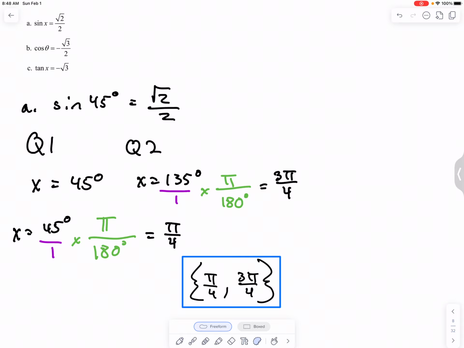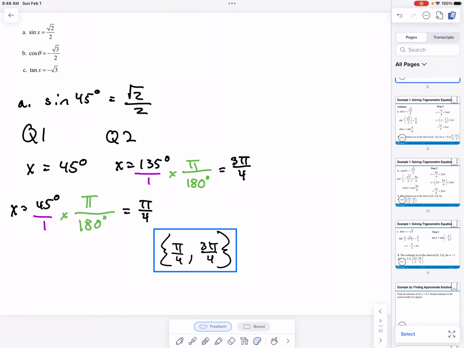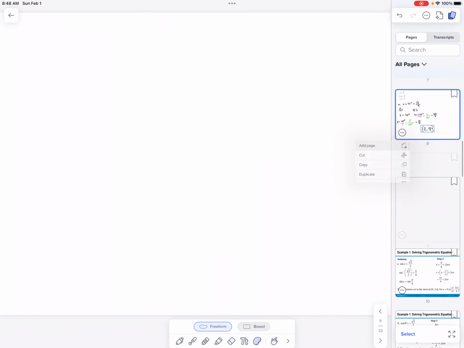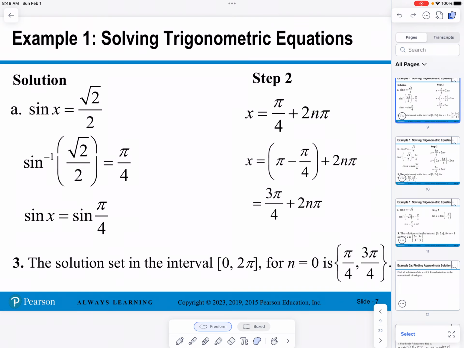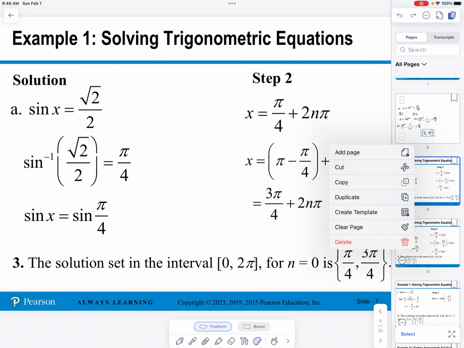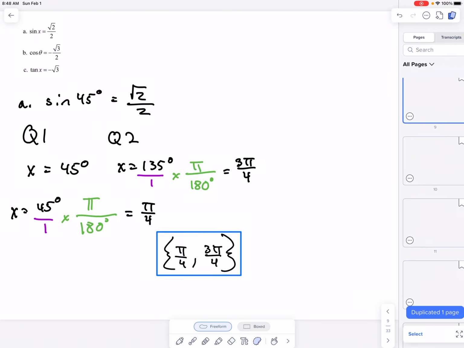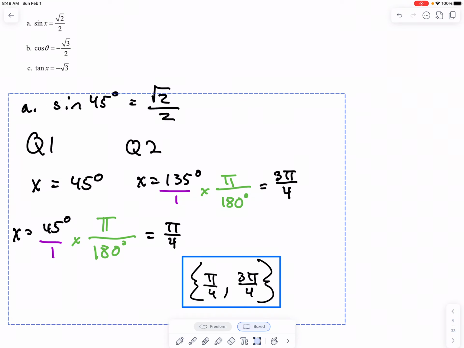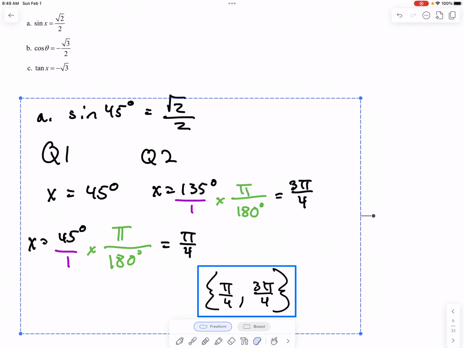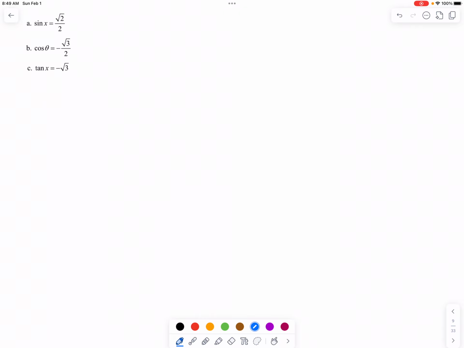Okay, let's go ahead and try B. I'm going to copy this, and let's add a page right here. Actually, what I want to do, let's duplicate this instead. All right, so let's try B. And we'll compare this to our prepared notes momentarily.